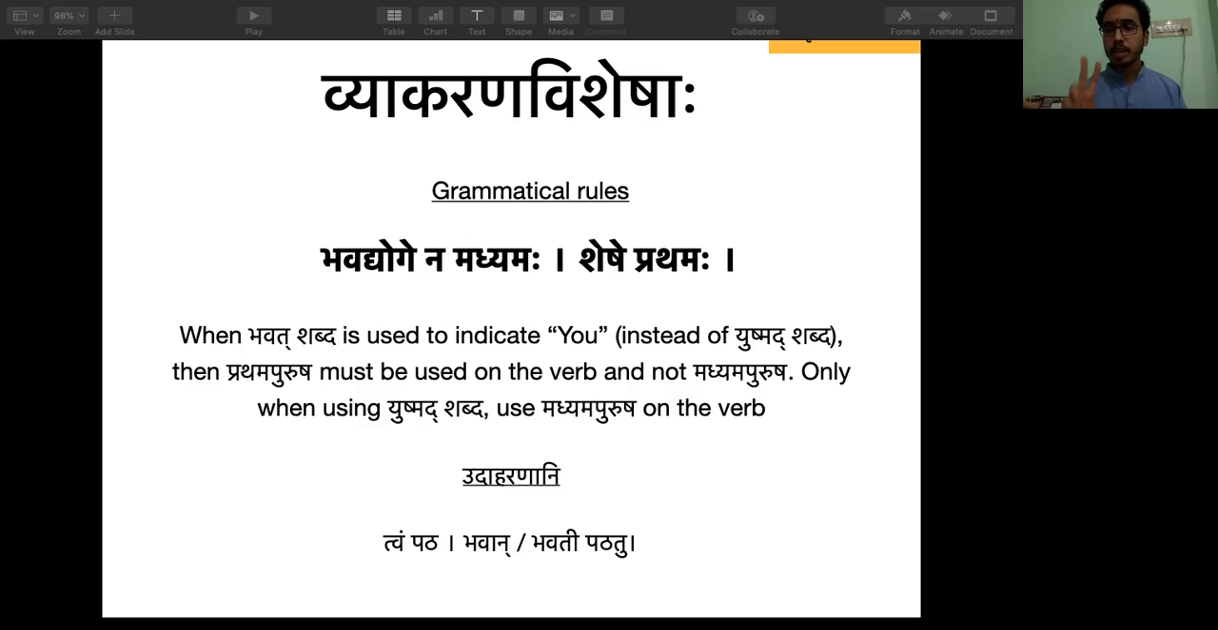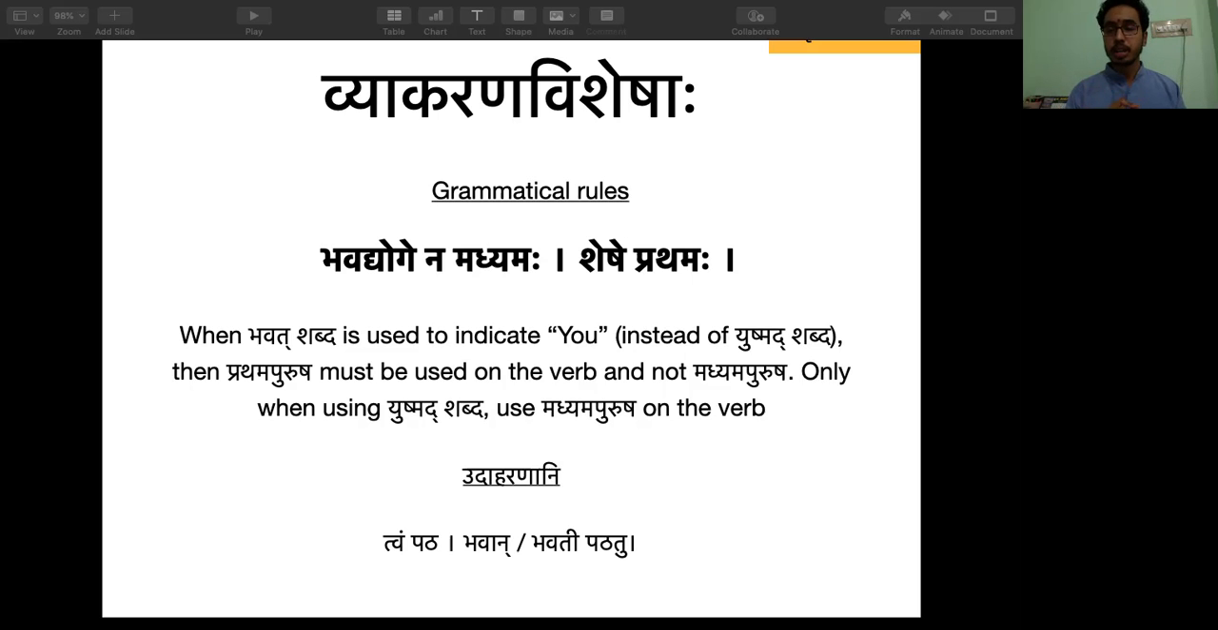Since there are two ways to tell you, you should also remember that the Purusha, Prathama, Madhyama, Uttama Purusha, depend on whom you're talking to. He, she, it is all Prathama Purusha: Saha patati, sa patati, tat patati. Tvam will become Tvam patasi, Tvam likhasi, etc. And Aham will become Aham patami, Aham likhami.